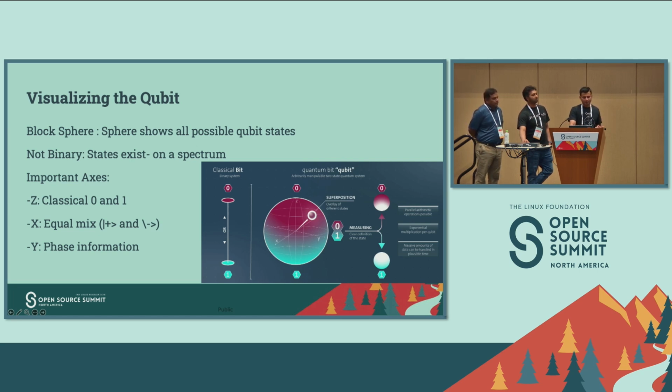But why does it matter? This visualization is key to understanding how quantum gates manipulate qubits. Operations on qubits are like rotations on the sphere, changing their state and phase continuously. Okay? So now let's move on to entanglement.